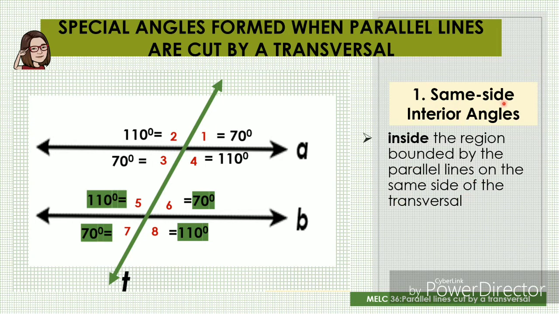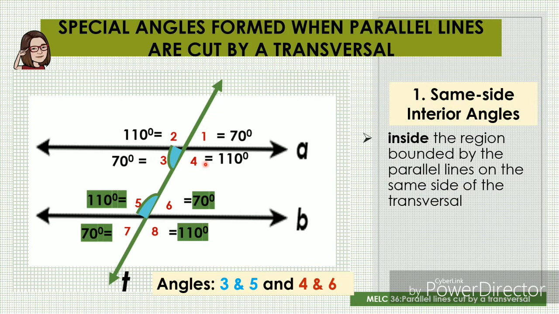Kaya nga same side, ang term, same side of the transversal. So, alin-alin yan? Let's see. We have angles 3 and 5. So, ang focus natin ay yung interior angles. Pero, kailangan daw nasa same side ng transversal. Ito yung transversal line, si line T. So, both 3 and 5 are on the left side of the transversal. Tapos, interior angles sila. Do you follow?